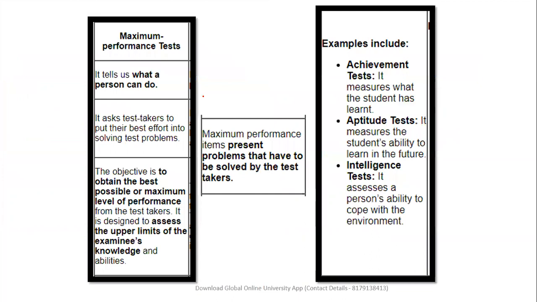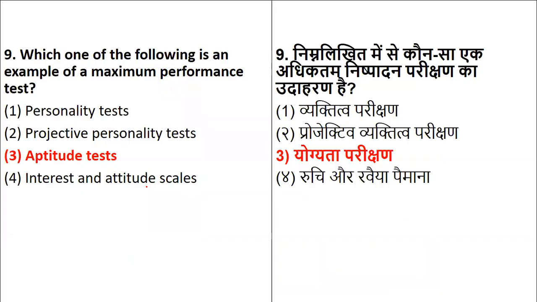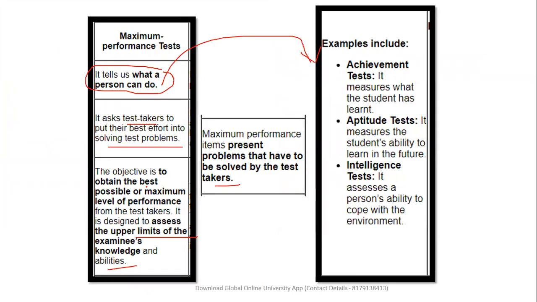If you can see, maximum performance test tells us what a person can do, for example achievement test, aptitude test, intelligence test. It asks the test takers, that is the learners, to put in their efforts in solving problems. Maximum performance tests present problems that have to be solved by test takers. The objective is to obtain the best possible or maximum level of performance from the test takers. It is designed to assess the upper limits of the examinee's knowledge and abilities. So basically, it tells about achievement, aptitude, or intelligence, and that's what they have given as one of the examples. So it is called an aptitude test. Instead of aptitude, it could be achievement also, or intelligence also. In the theory class, I have done this very well. You should be able to remember this properly.